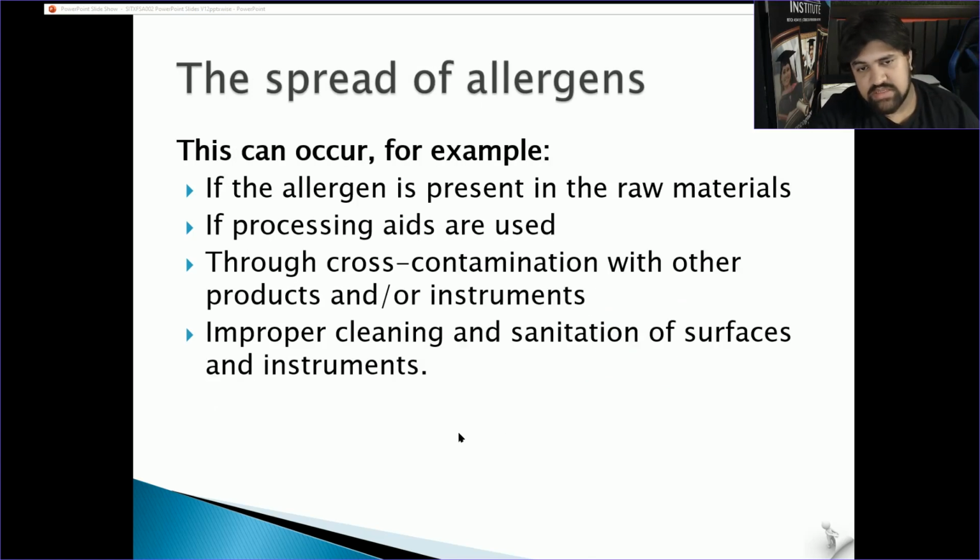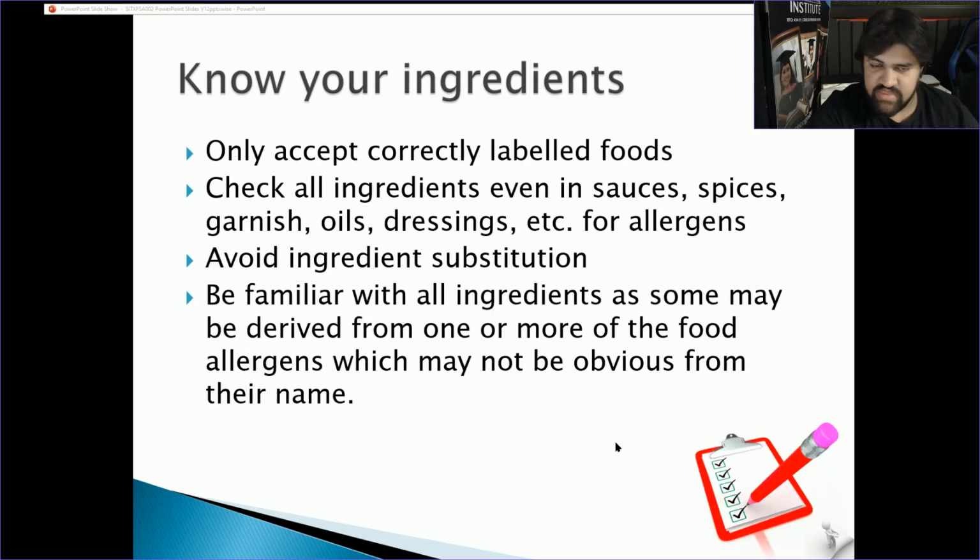The spread of allergens. This can occur, for example, if the allergen is present in the raw materials, if processing aids are used, through cross-contamination with other products and/or instruments, or improper cleaning and sanitation of surfaces and instruments. Knowing your ingredients: only accept correctly labeled foods. Check all ingredients, even in sauces, spices, garnishes, oils, dressings, etc., for allergens. Avoid ingredient substitution. Be familiar with all ingredients, as some may be derived from one or more of the food allergens, which may not be obvious from their name.